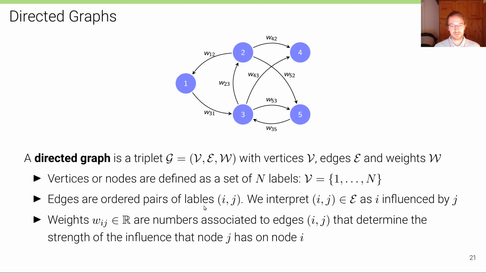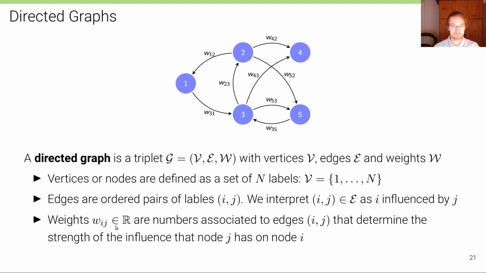Edges are ordered pairs of labels ij, and in the context of graph convolutions we interpret the edge ij as the node i being influenced by the node j. So the intuition is a little bit the opposite of how graphs are normally defined. And we'll see this also in terms of how the arrows are oriented.